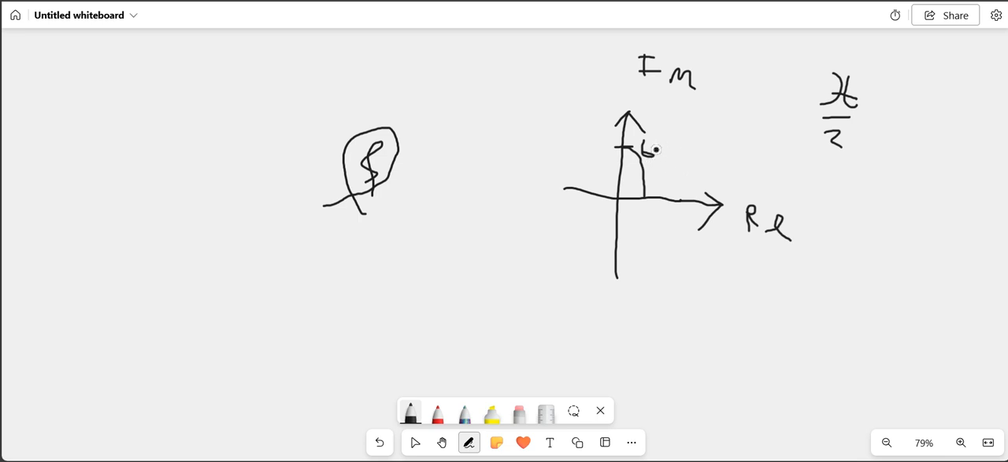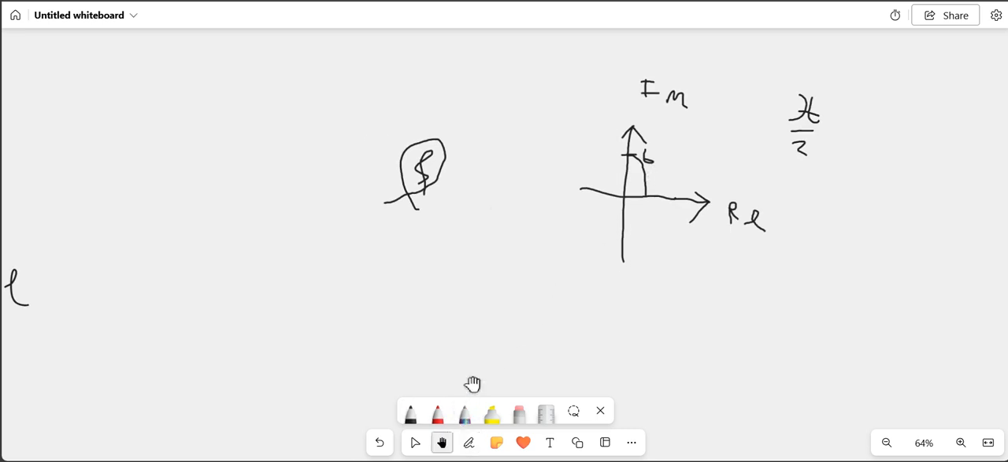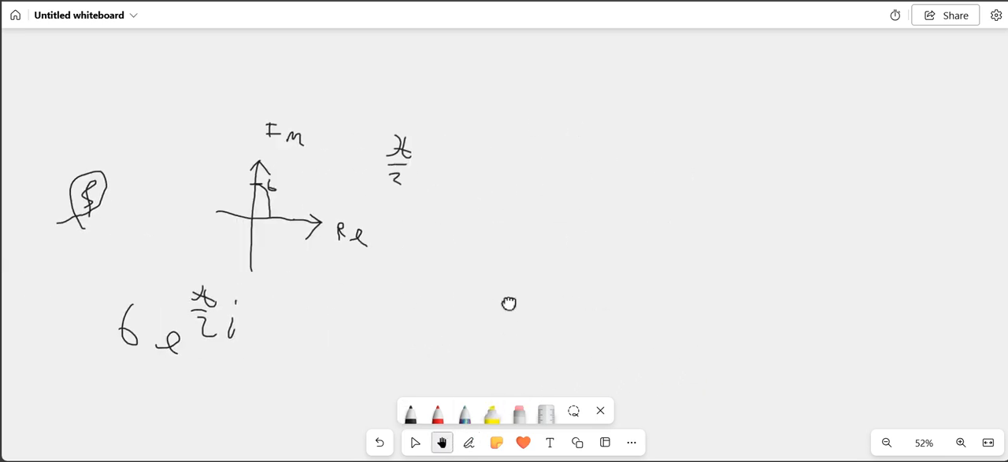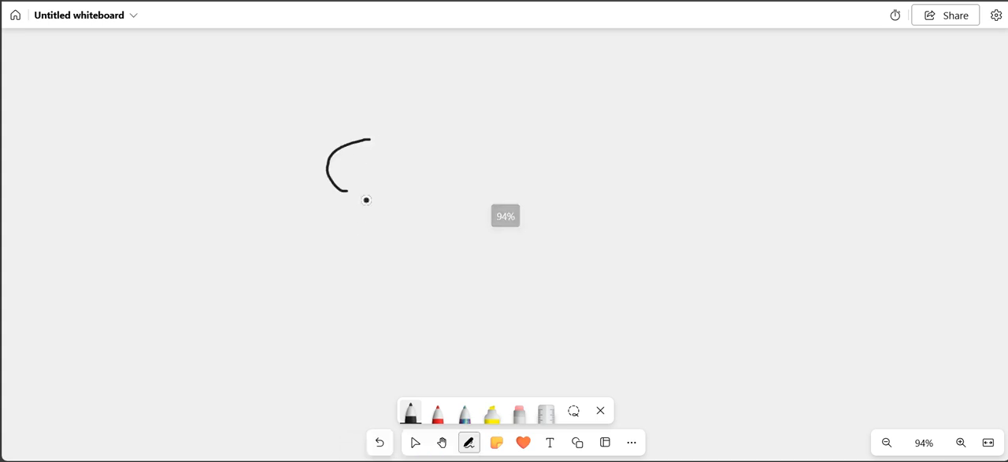And what do you think the modulus is? It's obviously 6 here, but you can also do 6 squared plus 0 squared and then square root, which gives you 6. So 6e to the power of pi over 2 i. That's fine. Alright, so C.